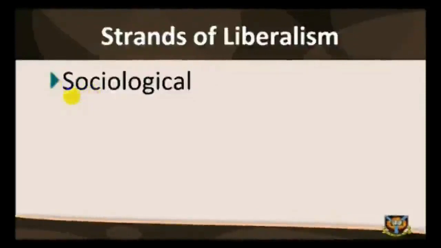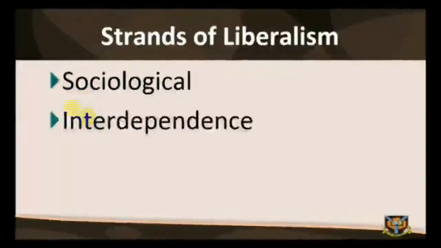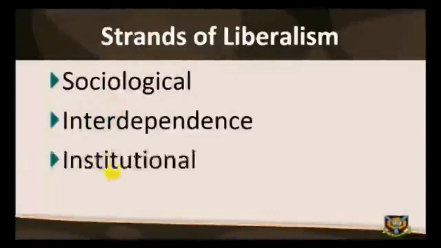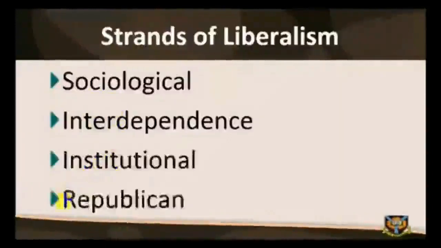For this study, let us examine 4 main strands of liberalism identified by Jackson and Sorensen, 2007. These are sociological liberalism, interdependence liberalism, institutional liberalism, and republican liberalism.